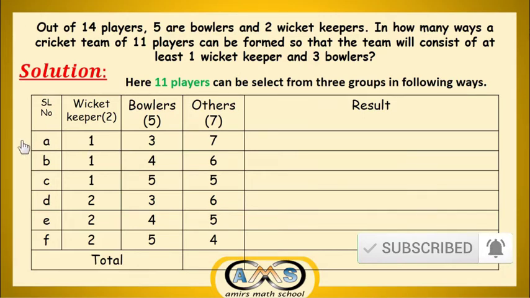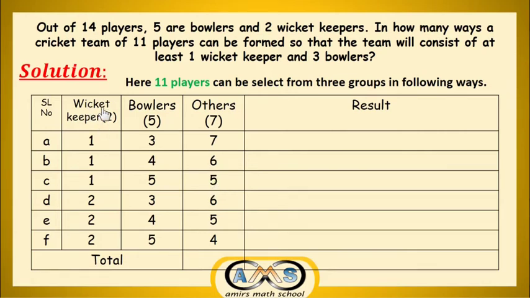So case 1 is 1 wicket keeper, 3 bowlers, that is 3 plus 1, 4. We have to form an 11 player team, so if we subtract this 4 from 11, the result will be 7. So we have to select the other 7 players. And case 2, that is 1 wicket keeper, 4 bowlers, then 6 from the other group. Or case 3, that is 1 wicket keeper, 5 bowlers and 5 other players.